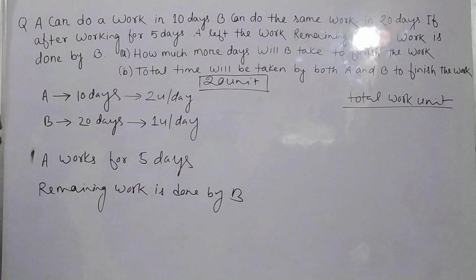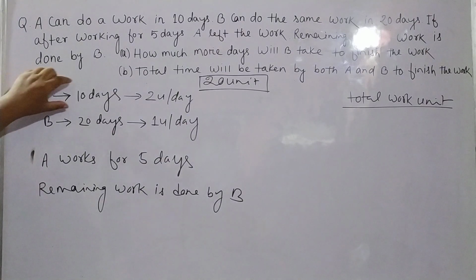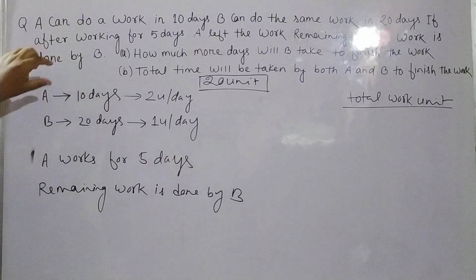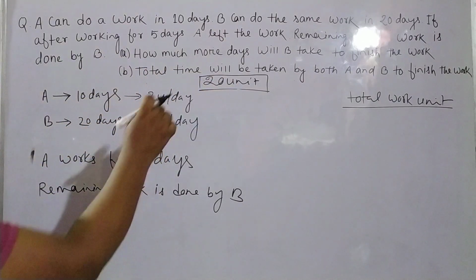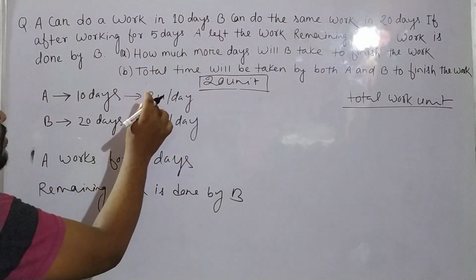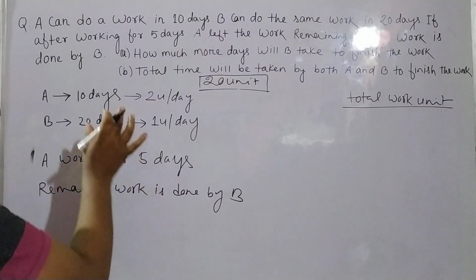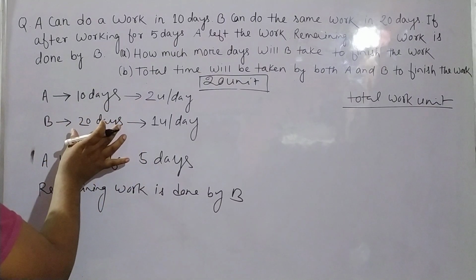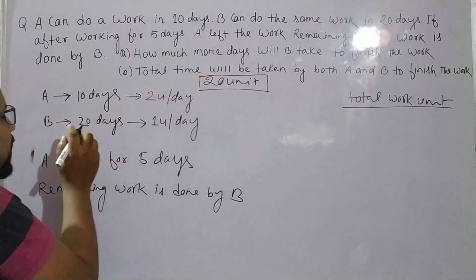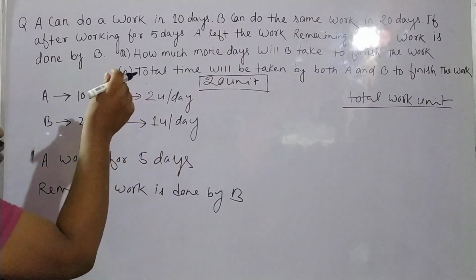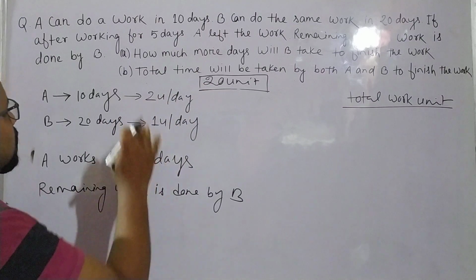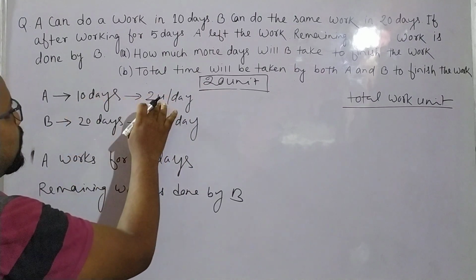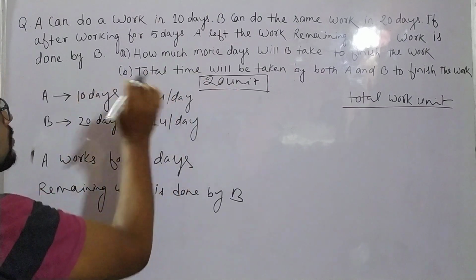That means in 10 days A can do a work of 20 unit. Therefore in one day A can do a work of 2 unit. Similarly B can do the 20 unit work in 20 days. So एक दिन में कितना करेगा? 1 unit. How? 20 by 20, 1 unit. Similarly this is 2 unit. How? 20 by 10 is 2 unit.